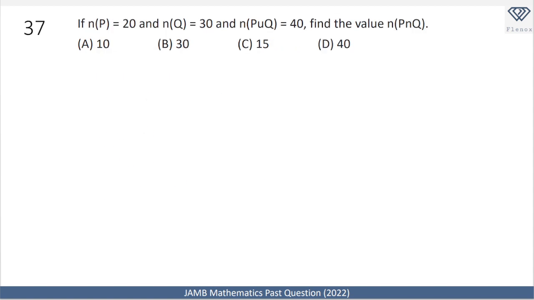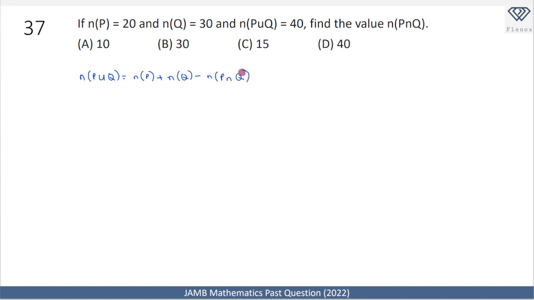Moving on to question 37, we are told that if n of p is equal to 20 and n of q is equal to 30 and n of p union q is equal to 40, find the value of n of p intersect q. Now this is simply an expression of the inclusion principle, which says that n of p union q equals n of p plus n of q minus n of p intersect q.